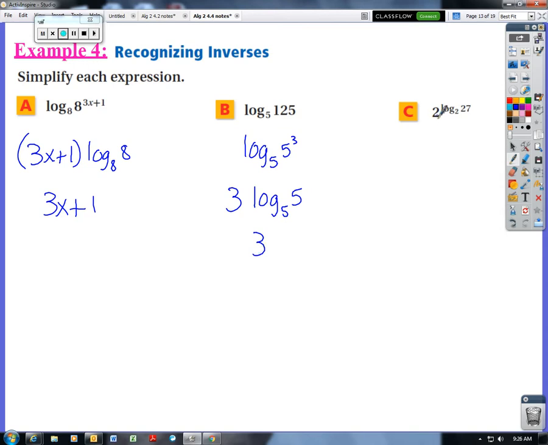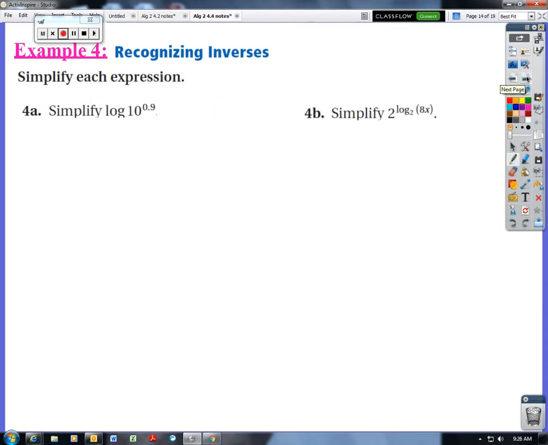On this one, the 2 raised to the log base 2 is going to wipe itself out there, and you're just left with 27. Okay, here's some more to try on your own.